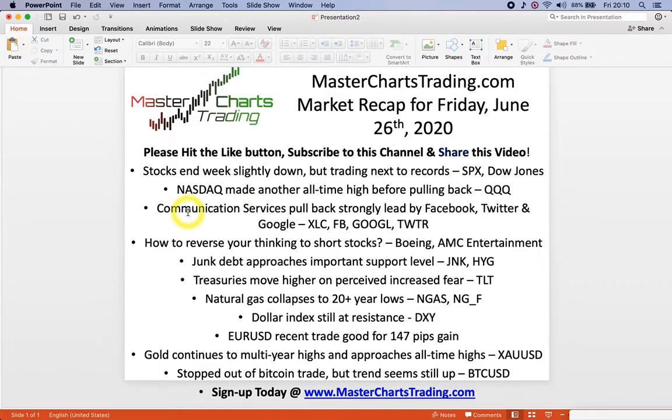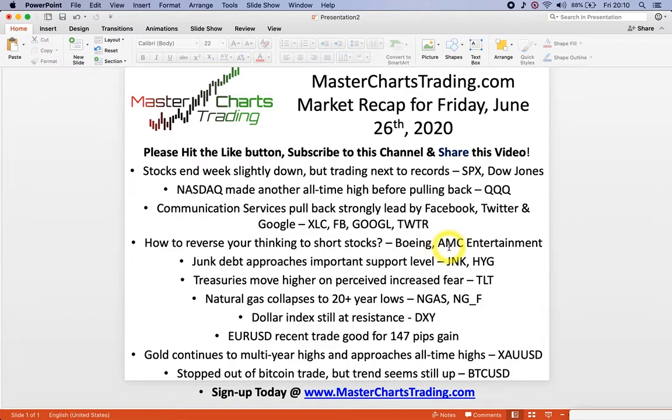Anyways, stocks end the week slightly lower, but not terribly lower, I guess. They're still trading next to records. NASDAQ actually made another record and just pulled back slightly. We will look at the communication services sector, its symbol XLC, and some of the big components of it, which are Facebook, Google, and Twitter. And then we'll look at how to reverse your thinking and how to potentially short stocks.